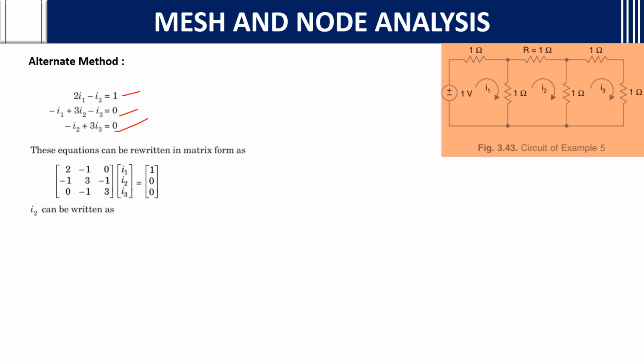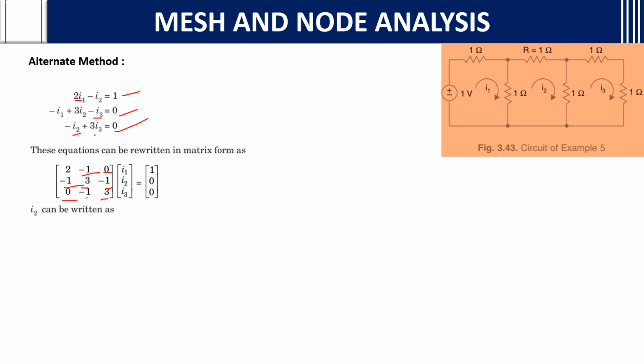See here. The I1 coefficient is 2, I2 is minus 1, and I3 we don't have, so 0. Next row: I1 is minus 1, I2 is 3, I3 is minus 1. For the last row, I1 there is 0, I2 is minus 1 and I3 is 3.